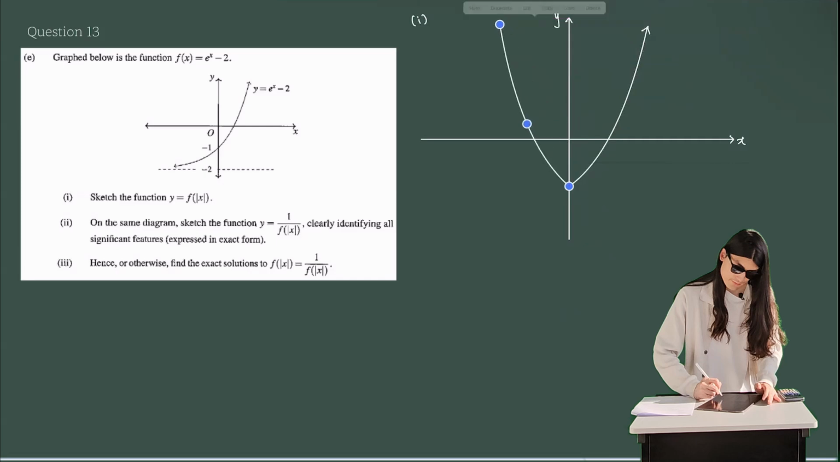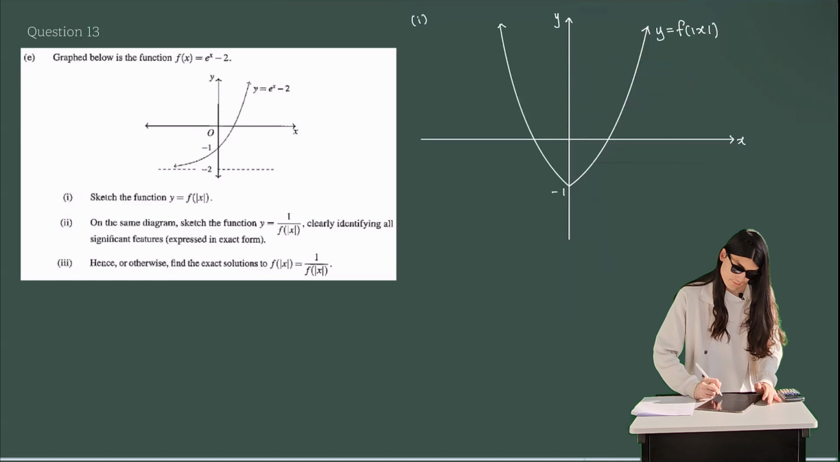like this. And we have the graph of f of absolute value of x, which I will label as follows. And we're done with the first part of the question. I should label the y-intercept, which is given to be -1.